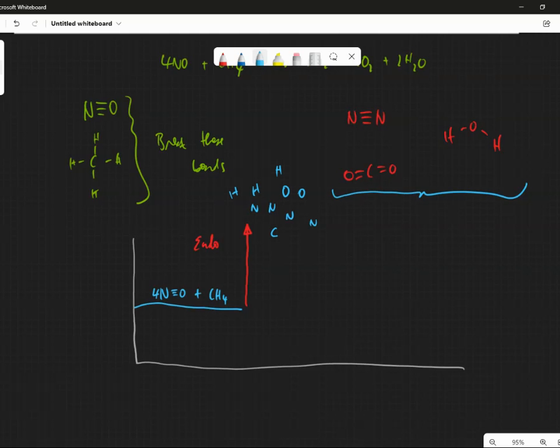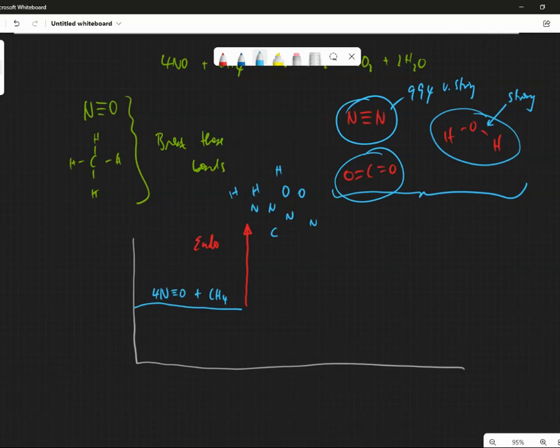Now, when these form, they form nitrogen, carbon dioxide, and water. I know that nitrogen is crazy, 994, I think. These bonds in water are incredibly strong as well. And carbon dioxide is a stable thing. So these are strong as well. That means when these form, they give a load of energy out. So this reaction, forming nitrogen, carbon dioxide and water, is very likely to be exothermic.